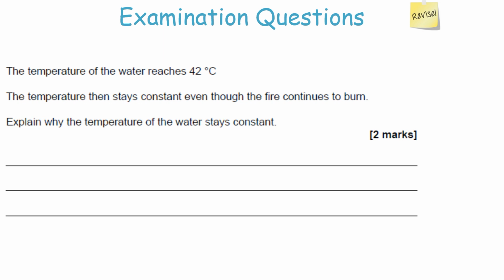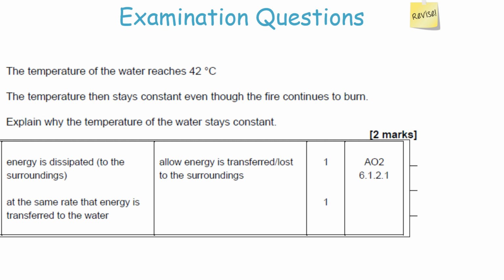Right, so you've got to understand that in any situation energy is dissipated to the surroundings, but because the temperature of the water is staying constant, it's telling us that the thermal energy store of the water is staying constant. So whilst energy is being dissipated to the surroundings, it's at the same rate as which energy is transferred into the water. So therefore the total energy in the water is staying constant.